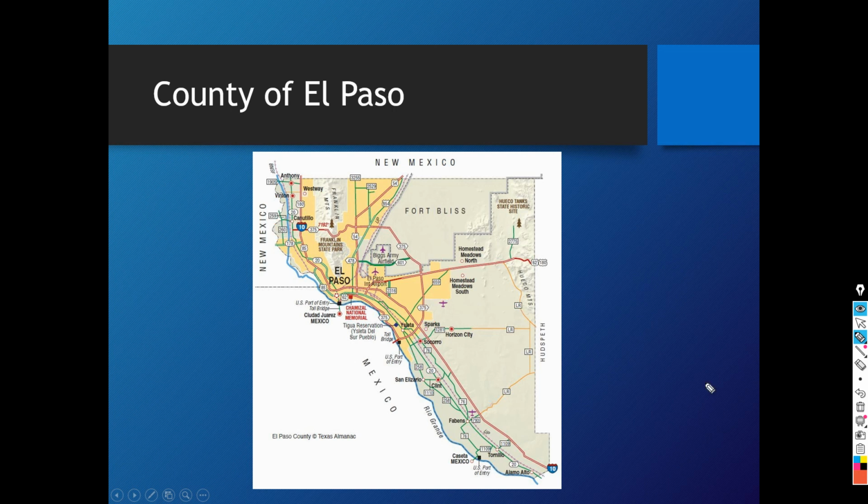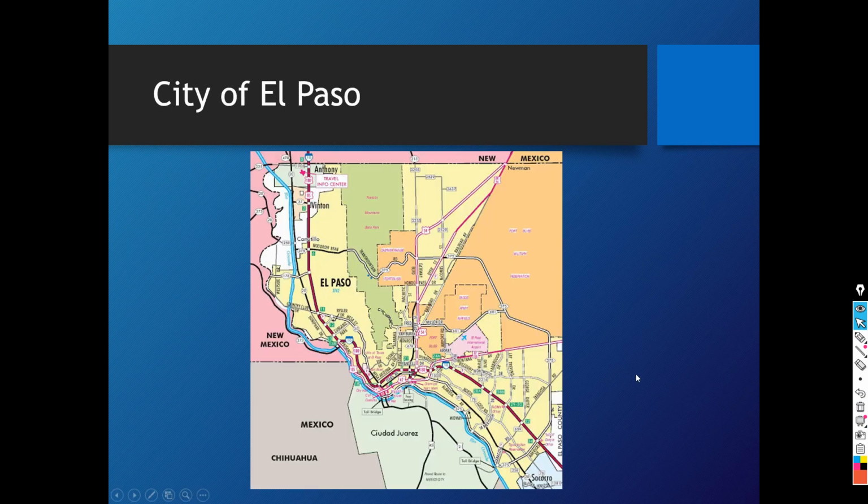So now let's go look at a picture of the city of El Paso. Okay, so the city of El Paso is a little bit more familiar. I think we can kind of know where Americas Boulevard is at, and if you drive Americas all the way to like the Canutillo area and stuff, all of that is the city of El Paso.